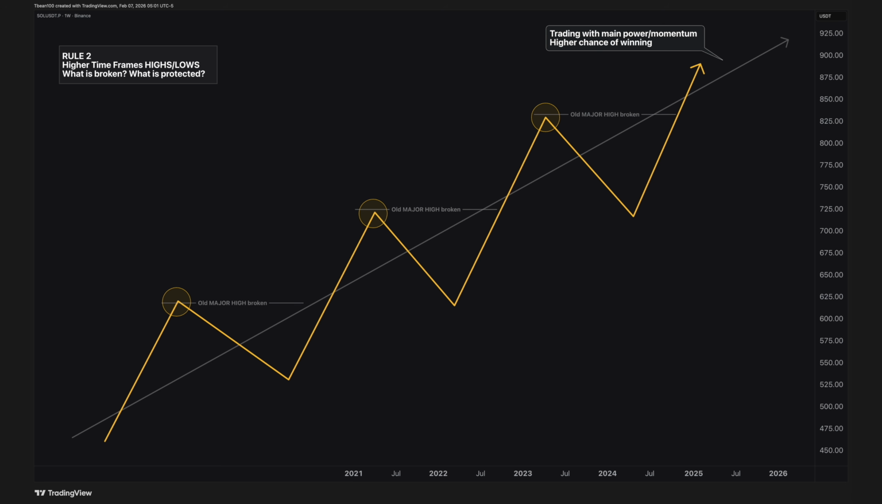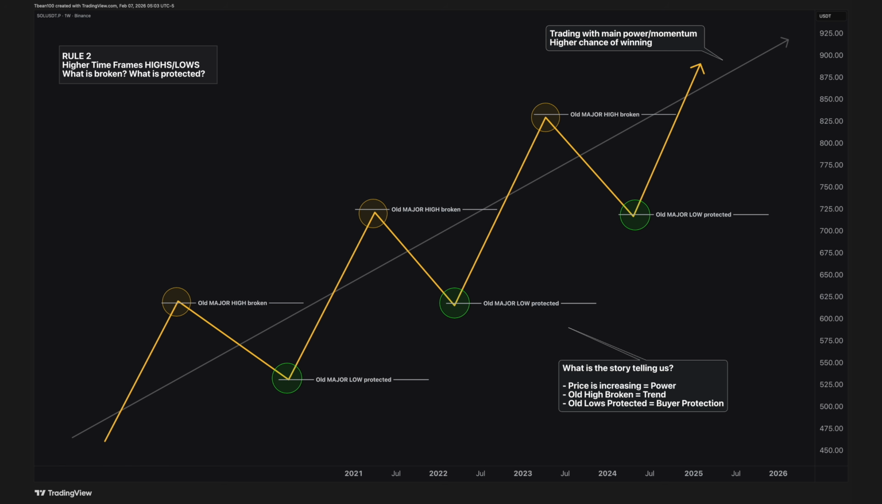One of the biggest things to focus on is the previous higher time frame high points. If those high points keep getting broken, it usually means the price flow is moving upwards. And if these major low points are being protected and not getting taken out, that already tells you a lot. At that point, you are starting to see the full story the market is giving you. So, what exactly is that story telling us?